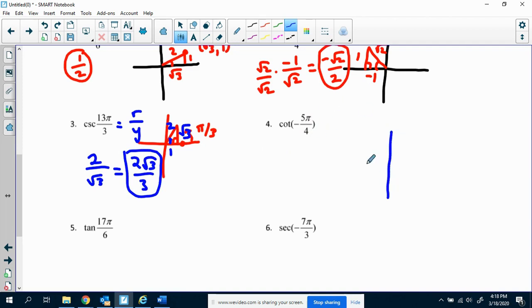Cotangent of negative pi over 4, or 5 pi over 4. So 4 pi over 4 will get me to here, and then 5 pi over 4 will get me up there. That ends up making it in the second quadrant. So cotangent is x over y, or adjacent over opposite. Now, if this is a pi over 4 reference angle, 1, 1, square root of 2, notice the y is positive and the x is negative here. So x over y is -1 over 1, which is -1.